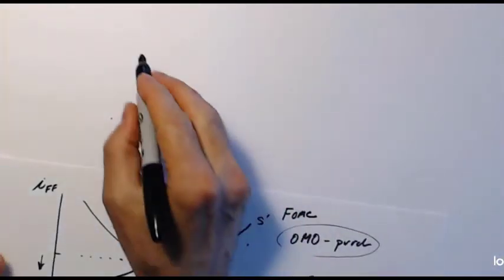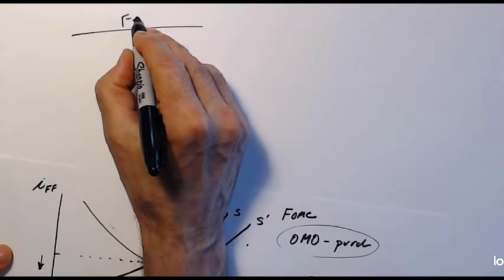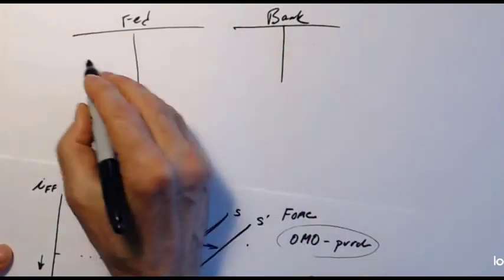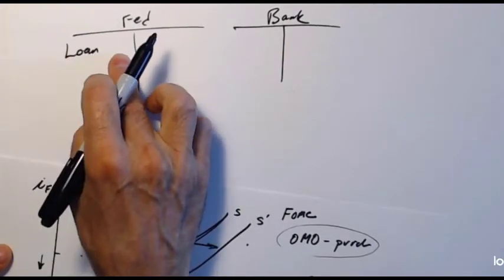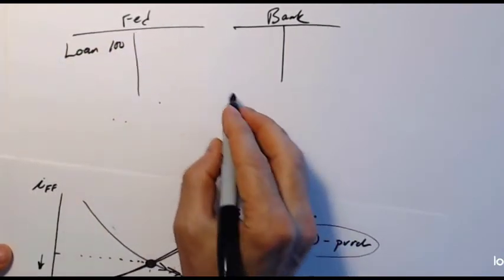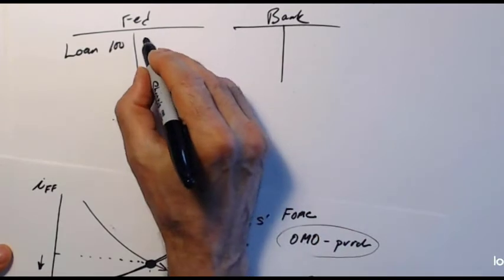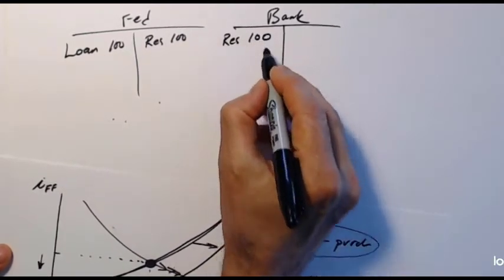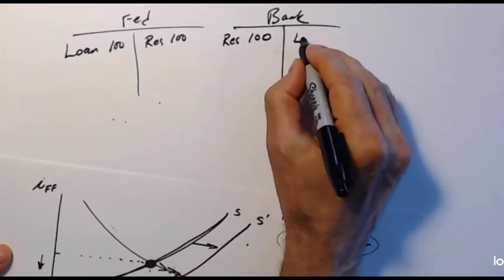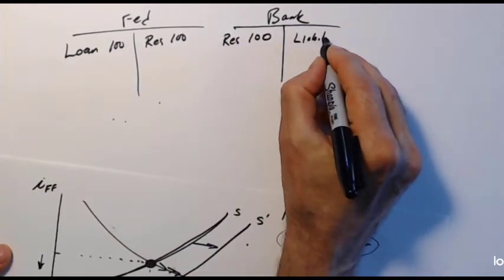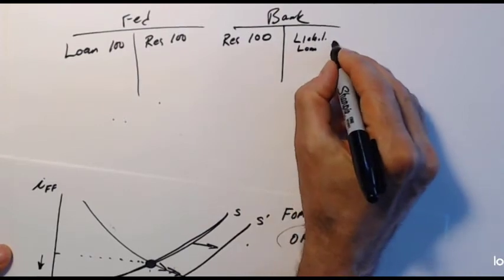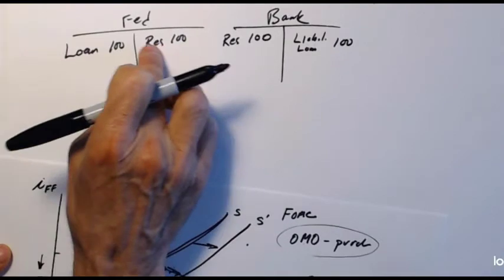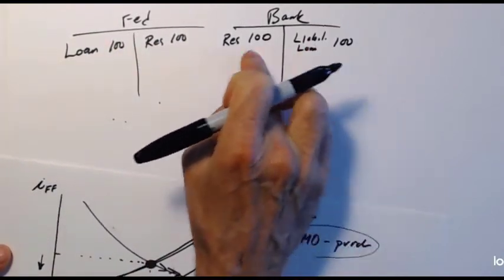Let's clean up here. We have the Fed. We have a bank. And the Fed will make a loan, which is an asset for the Fed. Let's say it's $100. Right? They will increase reserves by $100. The reserves will end up on the bank's books, and the bank will have a liability, a loan of $100. So you can see the change on this side equals the change on that side. So your balance sheet still balances in both cases.